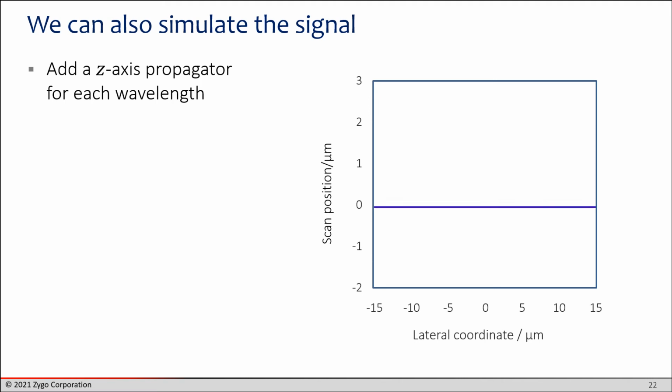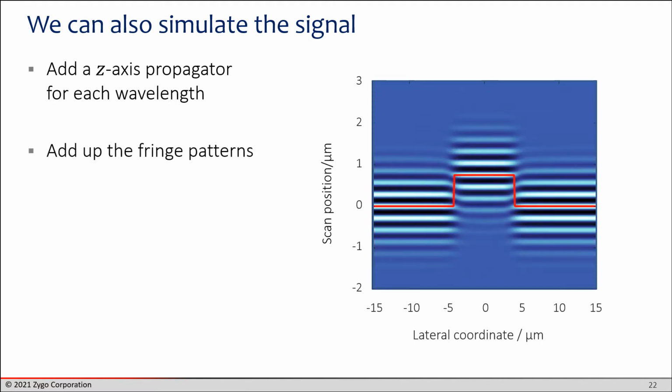Now, in the procedure that I just described, you get directly the surface topography without actually synthesizing a CSI signal along the way. But there are times when you would like to actually simulate the signal. And for that, you can take the data that you've calculated in your simulation, and you can add a z-axis propagator for each wavelength, meaning each one of the Fourier components. And then you add those things up in an incoherent superposition, and you end up with the fringe pattern that you see here for a rectangular shaped object. And this has all of the features that you expect from a CSI signal.